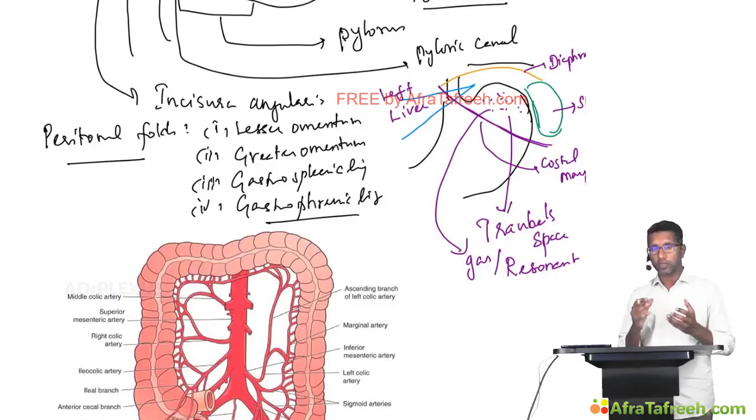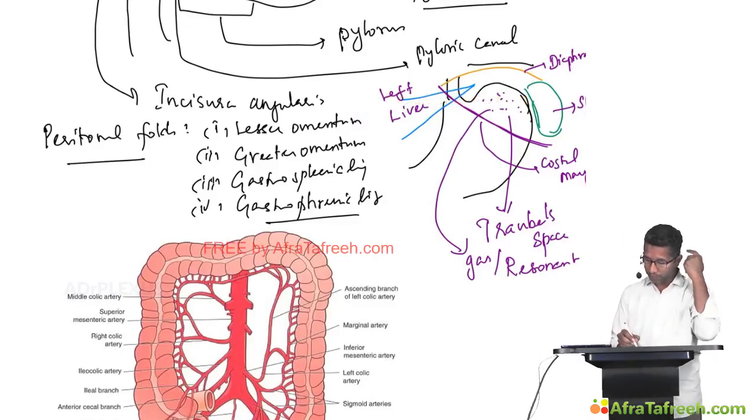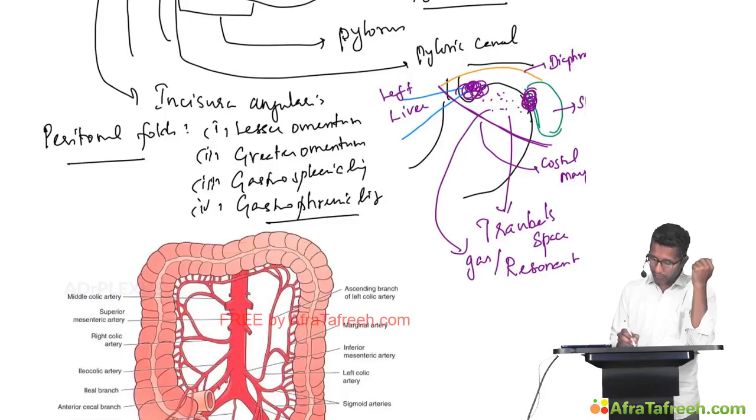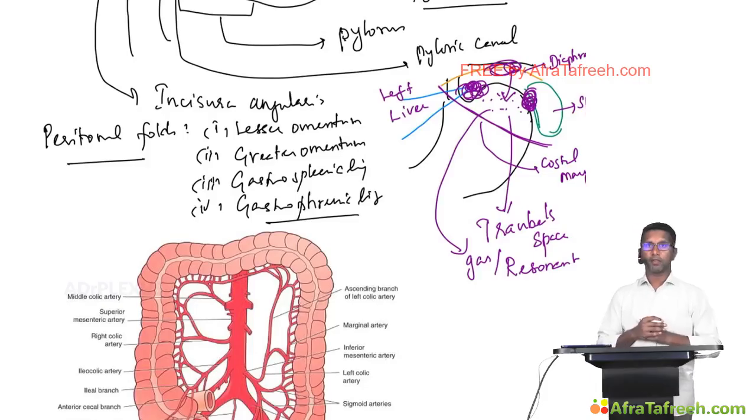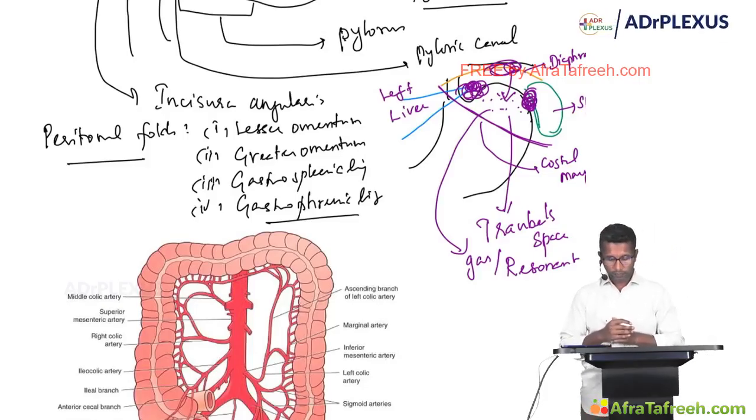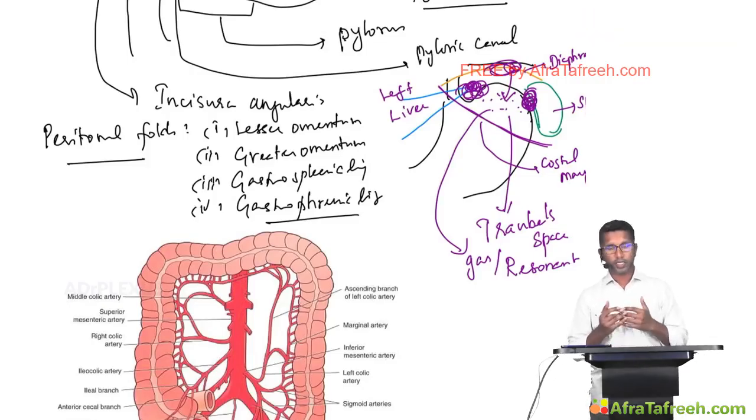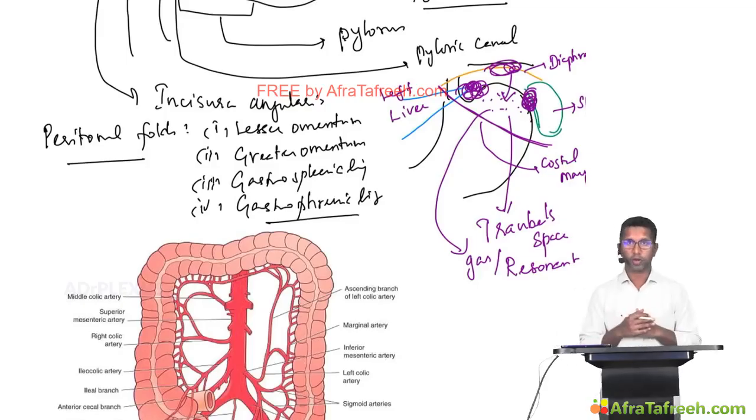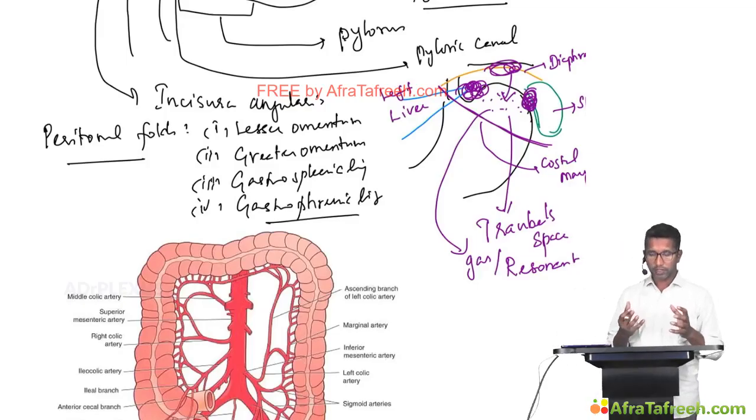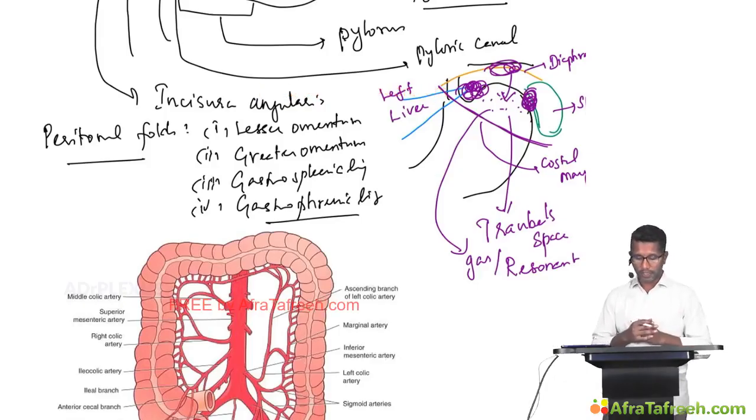If there is a tumor in this area, for example a tumor in the left lobe of the liver, or a tumor in the spleen, or a tumor in the basal part of the lung, this Traube space can get obliterated. When the Traube space gets obliterated, you call that Traube space obliteration, which can point to conditions like tumors or growths around the surrounding organs. That is the importance of Traube's space.